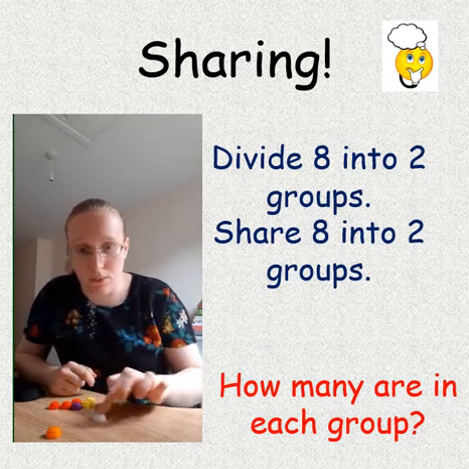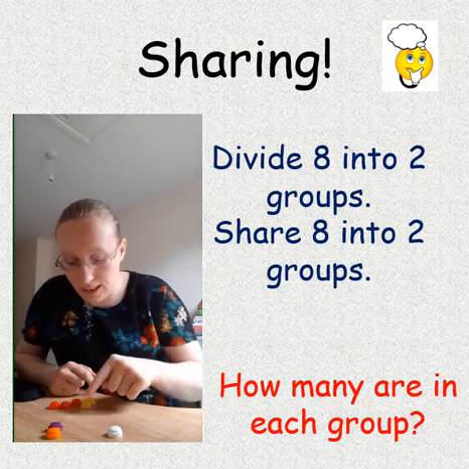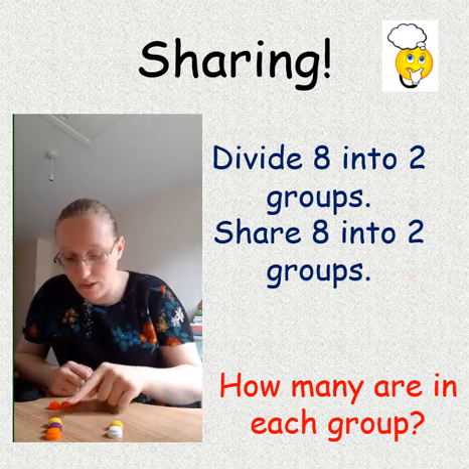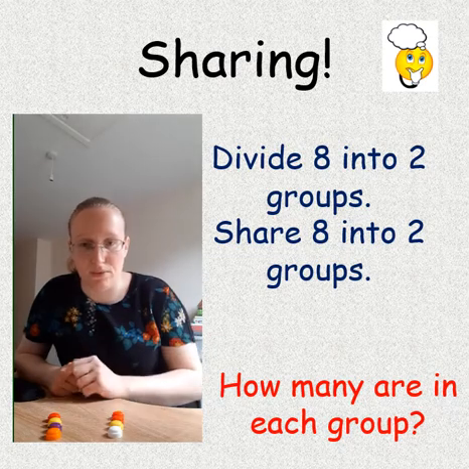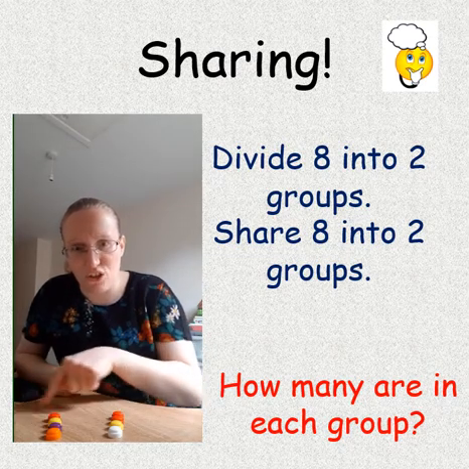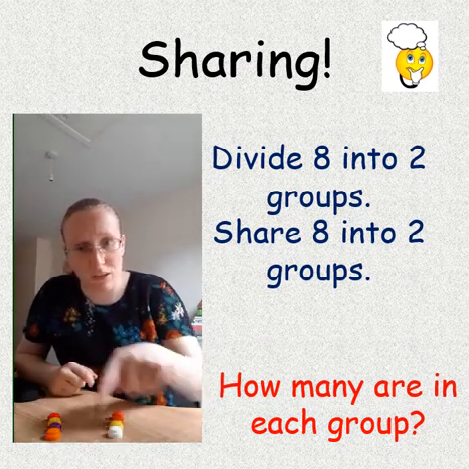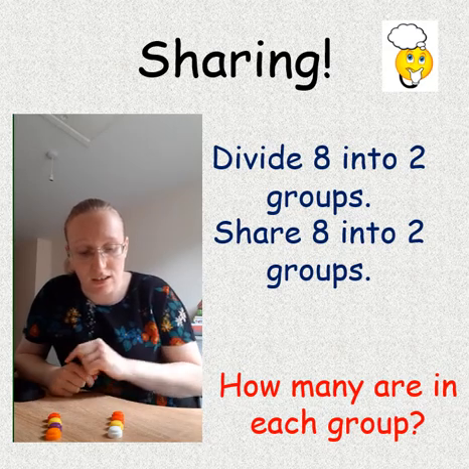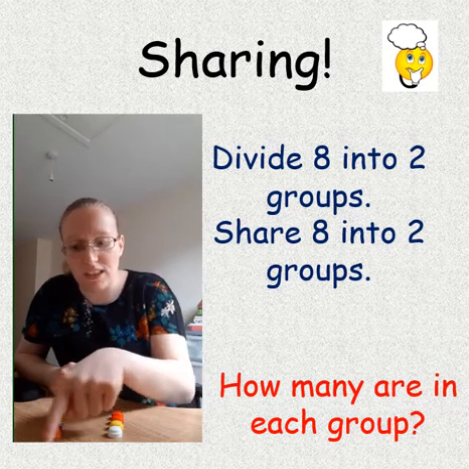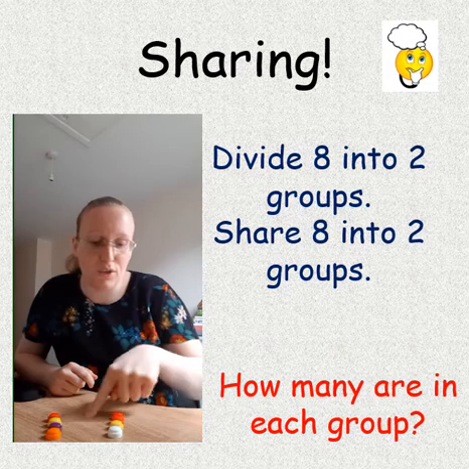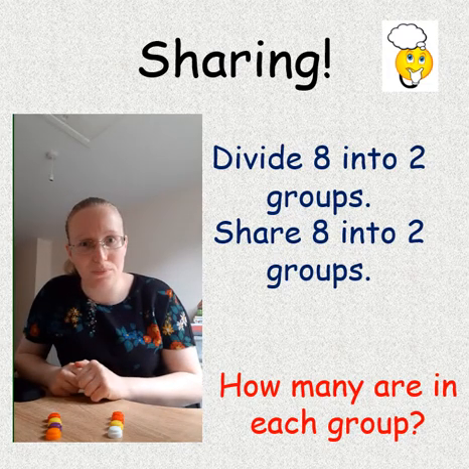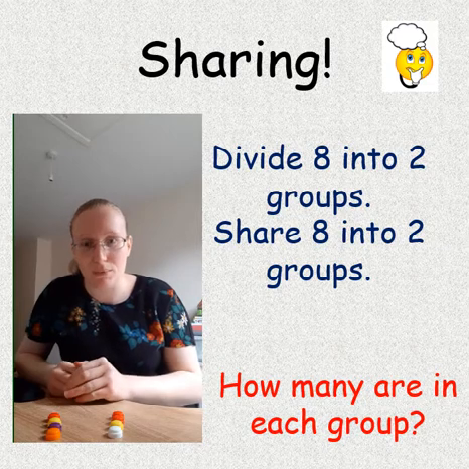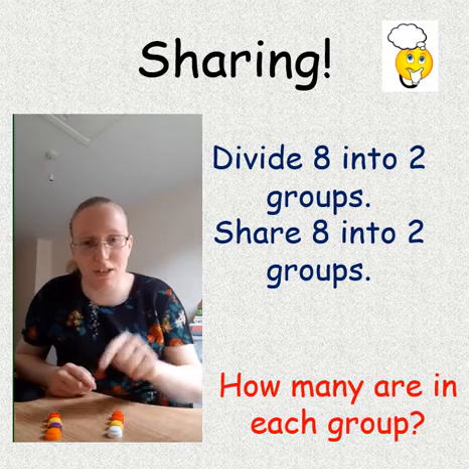So 1 group, 2 groups, and I'm going to divide the counters up. I'm splitting them up. I'm sharing them equally into 2 groups. Got 4 in this group and 4 in that group. So I have divided 8 into 2 groups. I have divided 8 equally. I've shared it, and I've got 4 in each group. So we know that divide means exactly the same as sharing them.